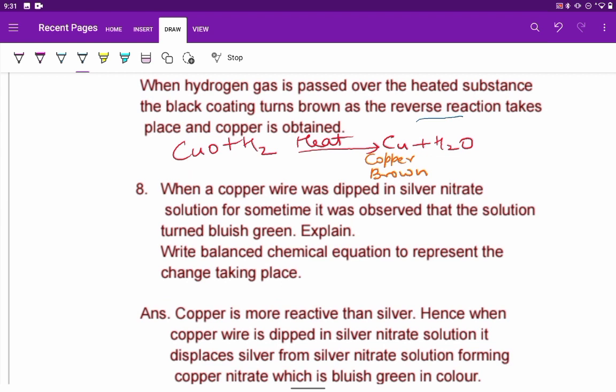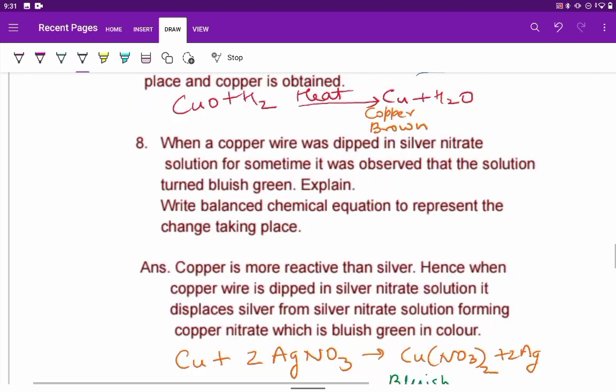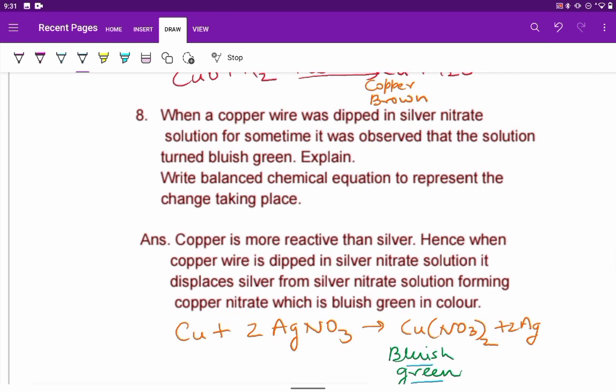Next one, when a copper wire was dipped in silver nitrate solution for some time, it was observed that the solution turned bluish green. Explain. Write balanced chemical equation to represent the change which is taking place. Copper is more reactive than silver, we know. Hence, when copper wire is dipped in silver nitrate solution, it displaces silver from silver nitrate solution, forming copper nitrate, which is bluish green in color.